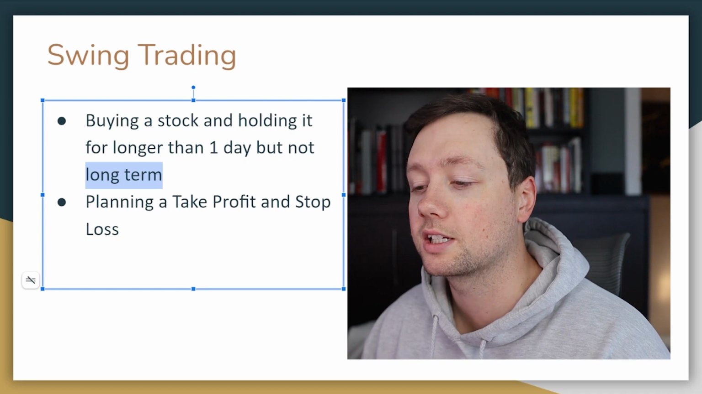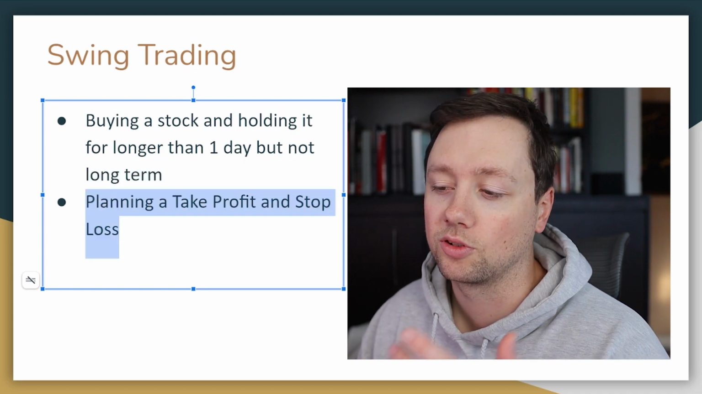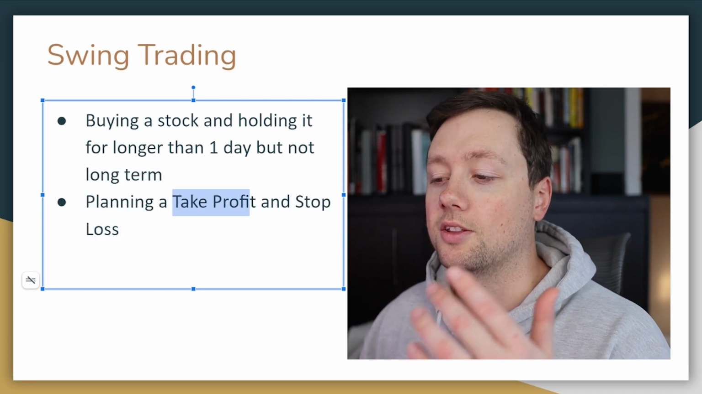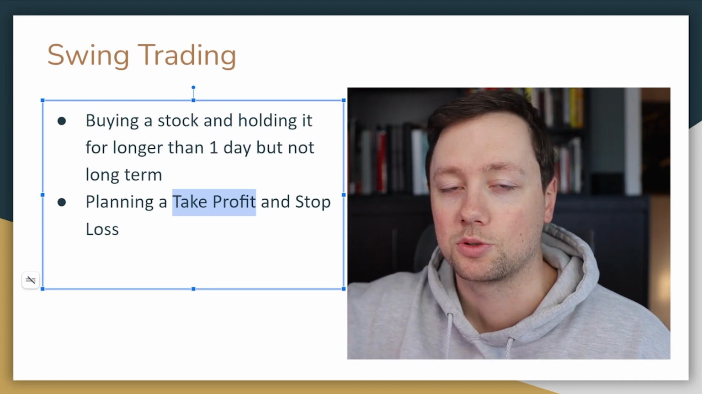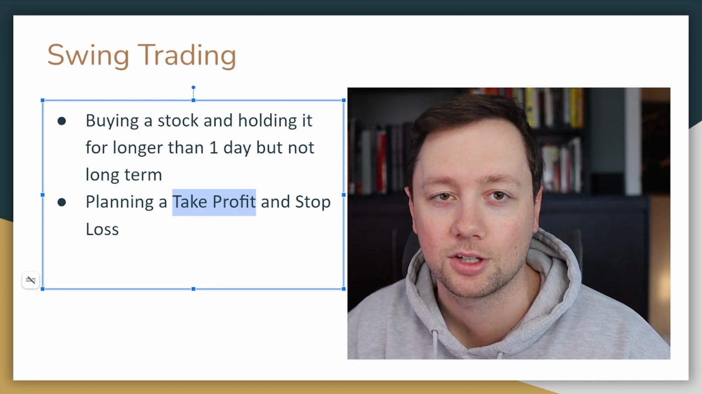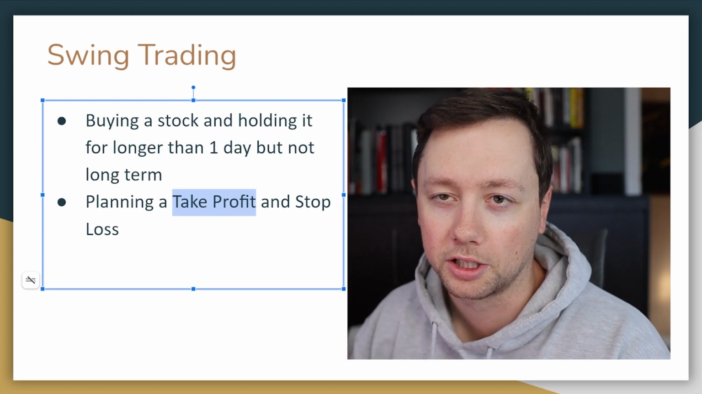Now, when we take a swing trade, we are also planning for a take profit and a stop loss. The take profit is the level at which we are happy with the trade and we want to exit the trade and take our money off the table and lock in our profits.